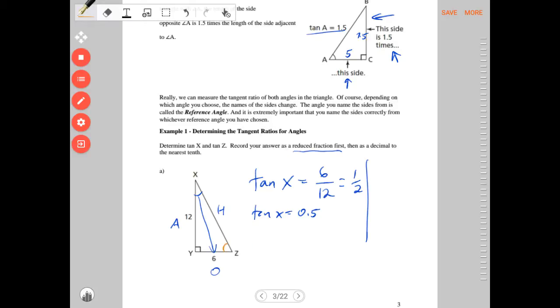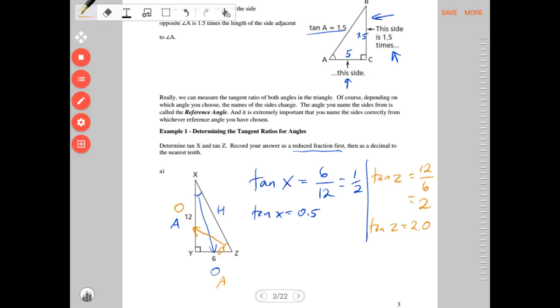Now I'm going to write in orange just so you can see what's going on. If I want to find tan z, well, from z, I have to relabel the sides. See, the 12 is the opposite of z, and the 6 is the adjacent from z. So if I'm looking at tan z, it is opposite, so 12 divided by 6. Well, that of course reduces to 2. So that equals 2. Then as a decimal to the nearest tenth, that is 2.0.